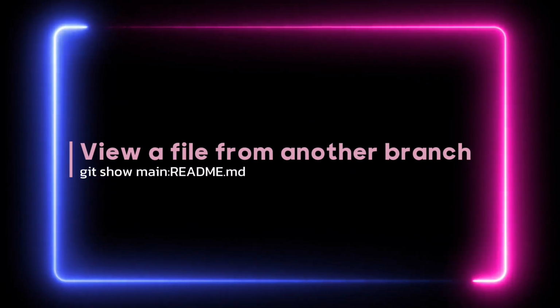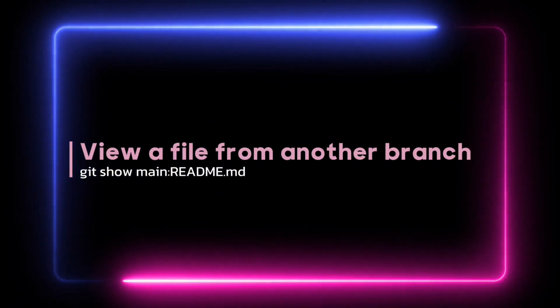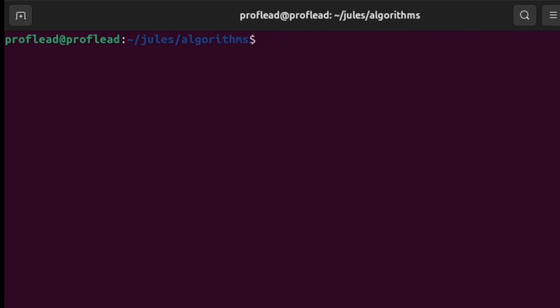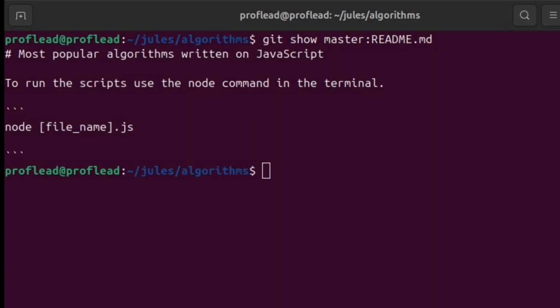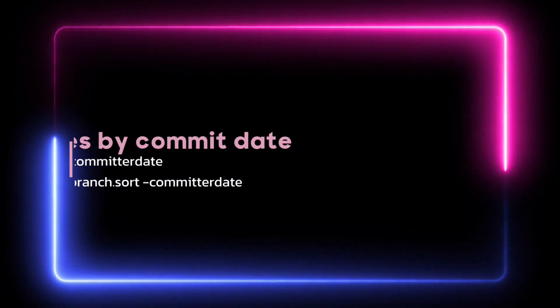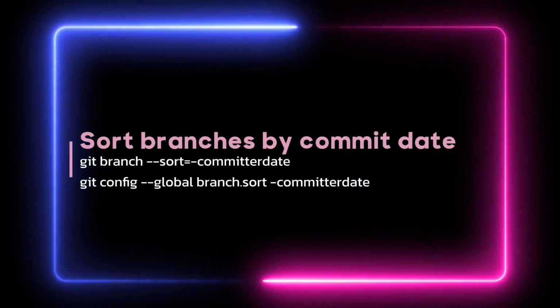View a file from another branch without switching the branch. This command is really useful because you can see how the file looks in another branch. Just use git show, the name of the branch, colon, and the name of the file. And you will see the version of that file in that specific branch. It's actually really useful.